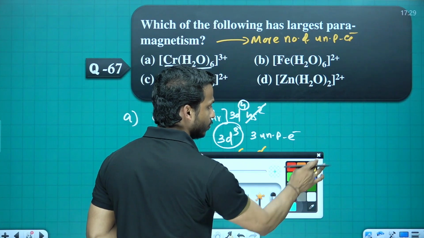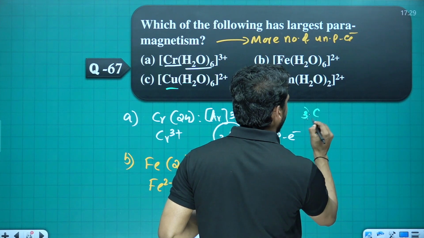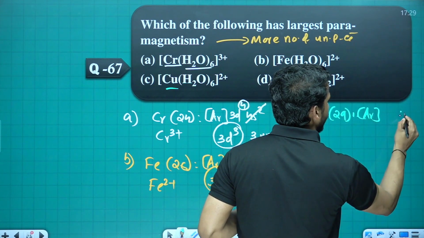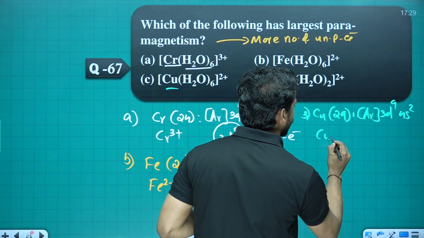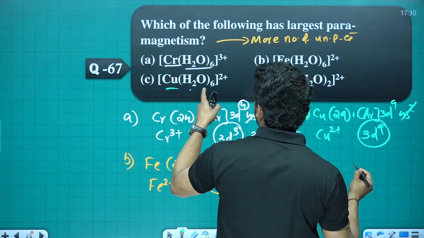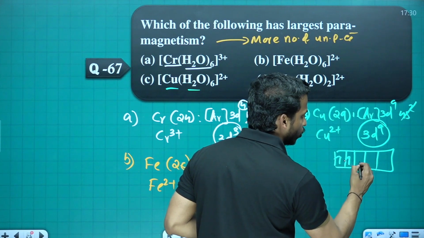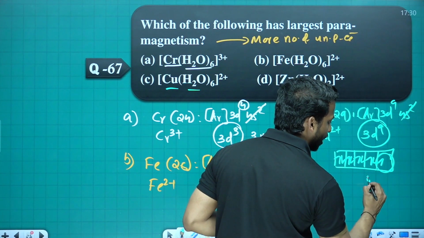All right. Let us go to the third system. Copper is the metal atom. Copper atomic number is 29, so that is argon with 4s2 3d9. Here copper charge is 2 plus, so this 2 gone, 3d9 is left. Aqua is a weak ligand. So 9 electrons, how do they exist, my dear? 1, 2, 3, 4, 5, 6, 7, 8, 9. Only 1 unpaired electron is there.